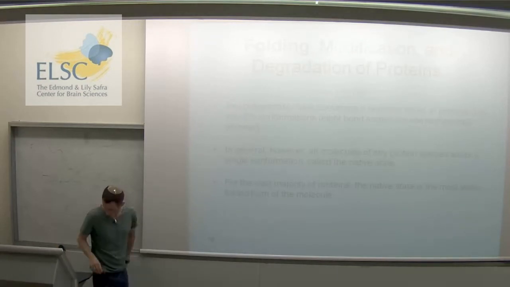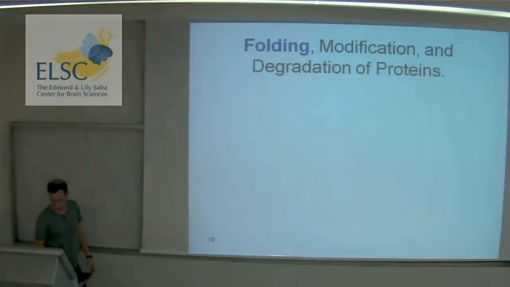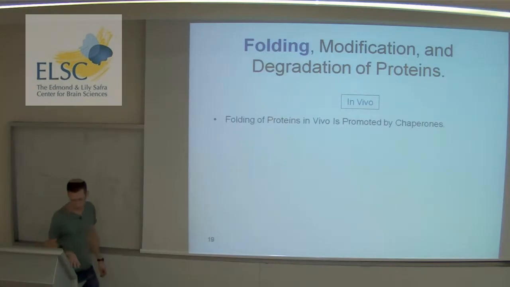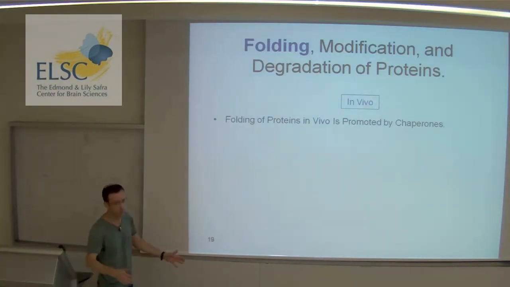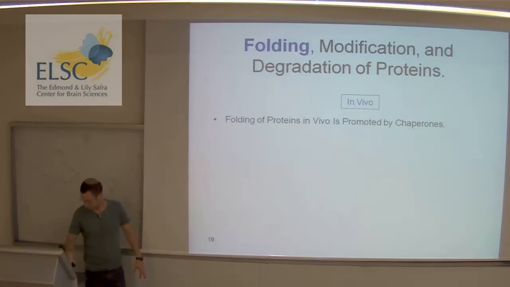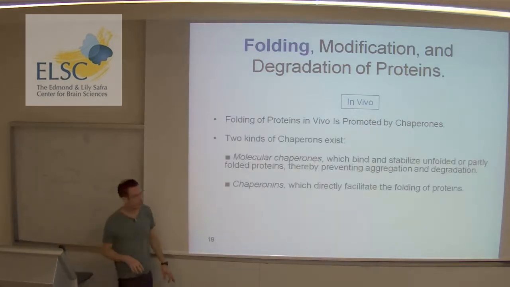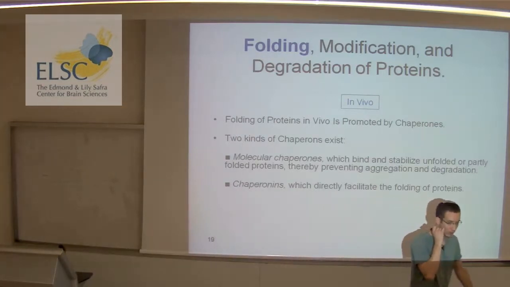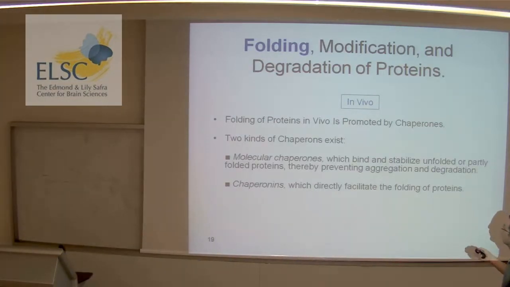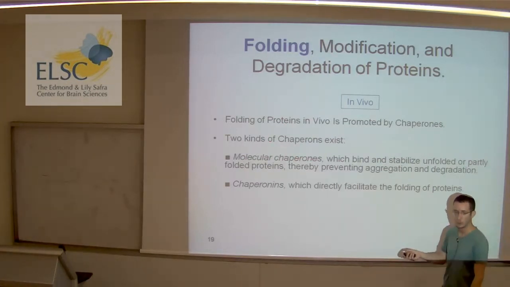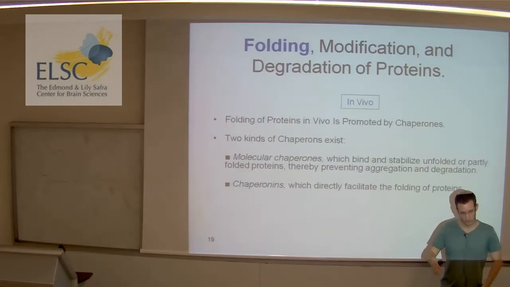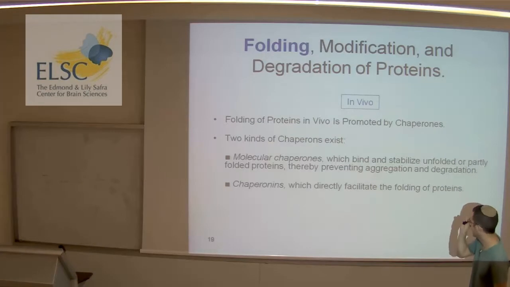Okay, now this is in vitro. In vivo, however, the folding of proteins is not a passive random process, but is actively promoted by chaperones, which are a family of proteins that fold other proteins in the cell, and we have two kinds of chaperones. Molecular chaperones, which are small molecules that bind to the polypeptide while it is being elongated on the ribosome. We will see it right in the next slide.